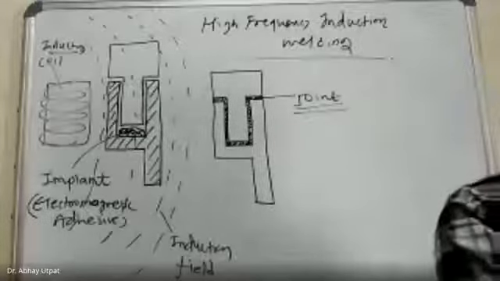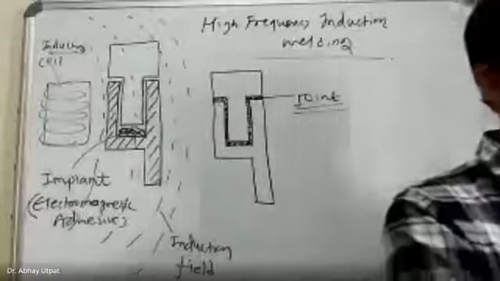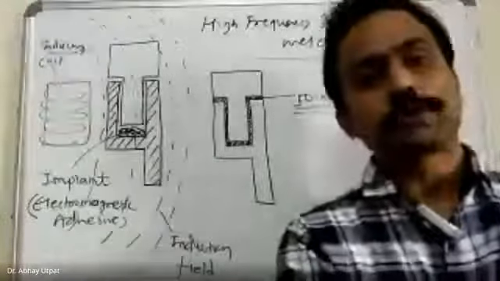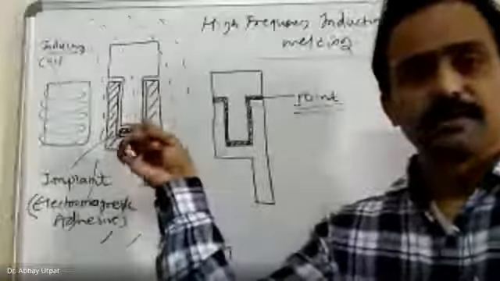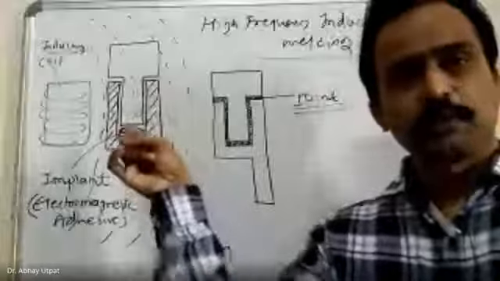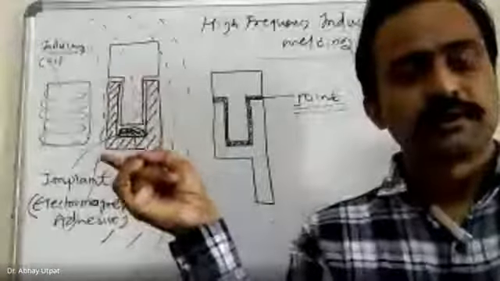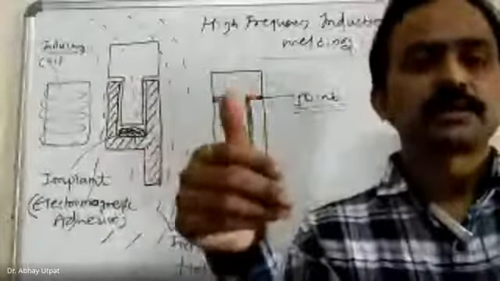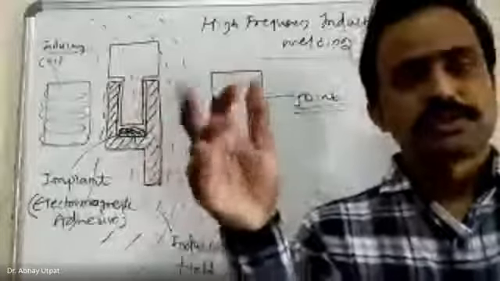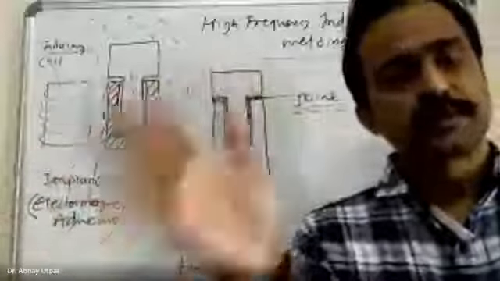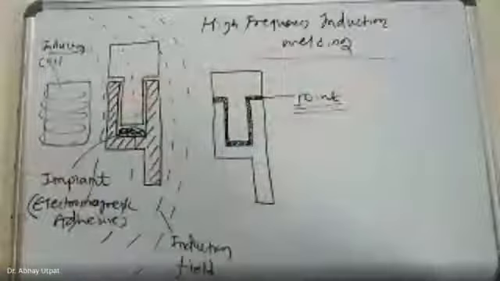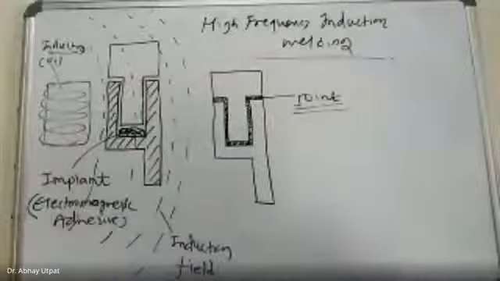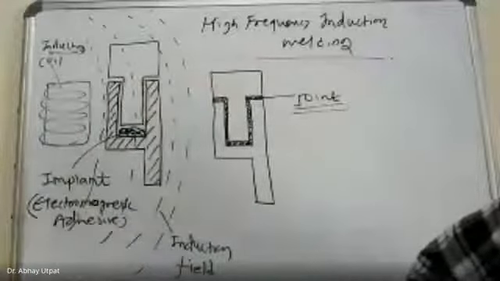Then next, disadvantages. There is an additional cost of implant. You have to design this, you have to prepare this implant, and you have to shape it according to the joint. So these are the additional costs. There is an additional cost of implant preparation and joint design. That may be one of the disadvantages.